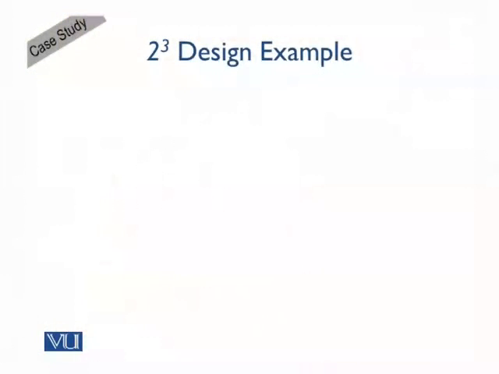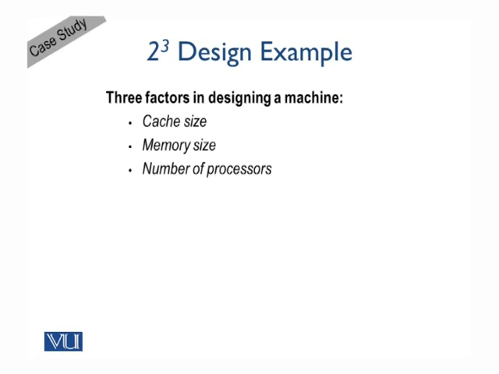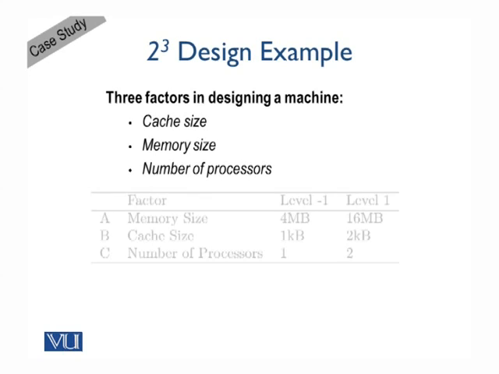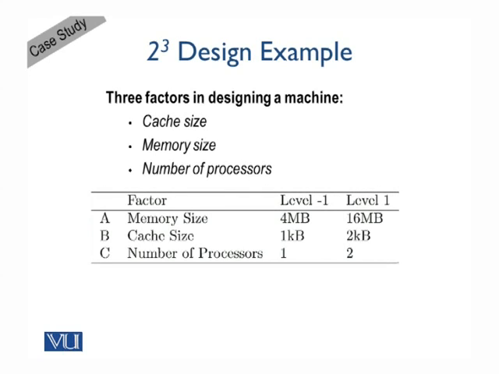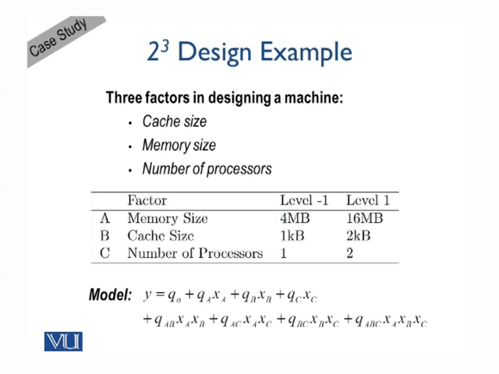So let us now study a design example of 2^3 design. So we have a case study here in which you have 3 factors, because this is a 2^3 design. The 3 factors, factor A, B, and C, are the memory size, the cache size, and the number of processors respectively. And each of these factors have 2 levels. You can see all the details on the slide now. The model that we are going to use is also shown on the slide.